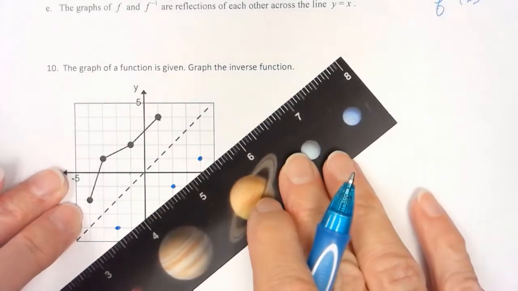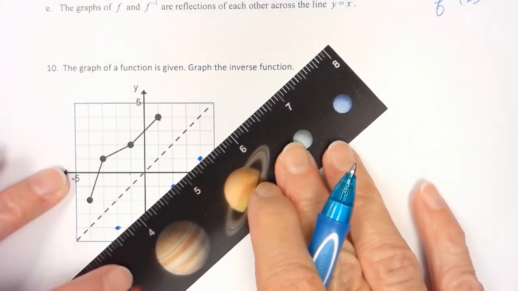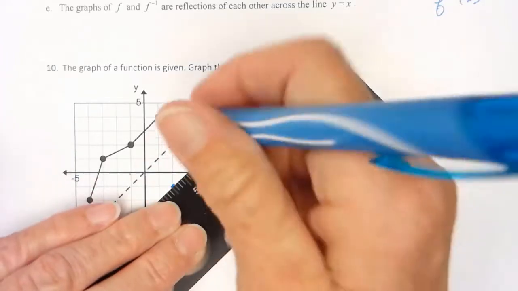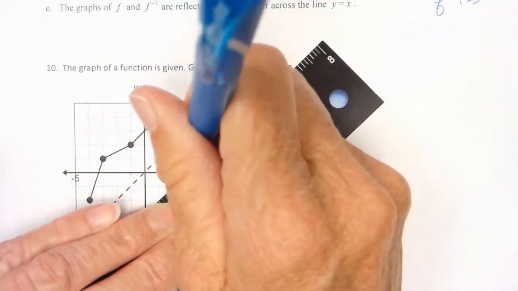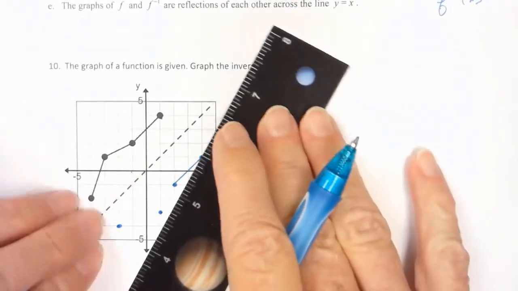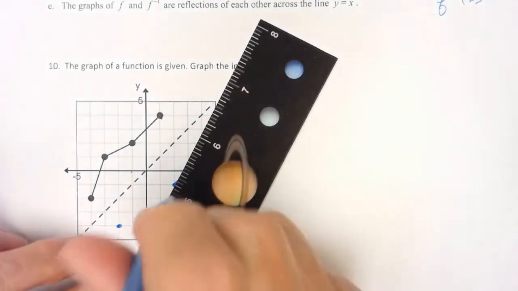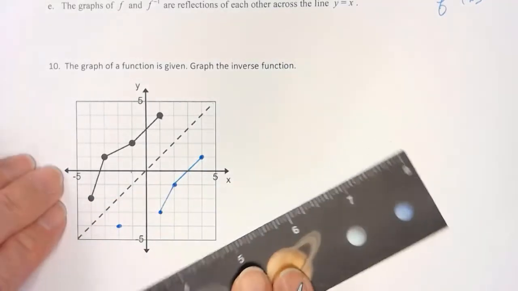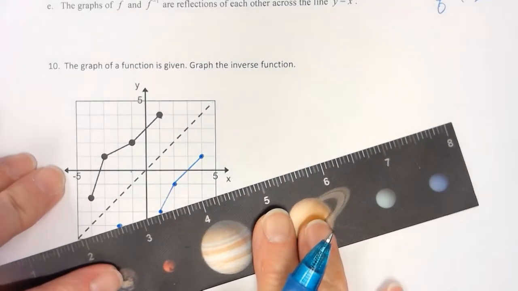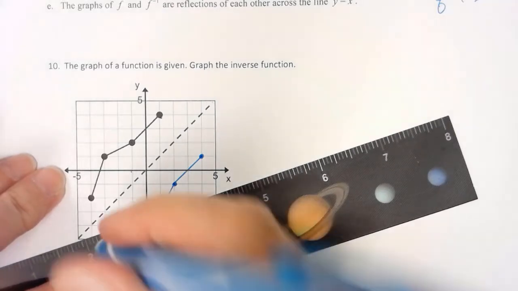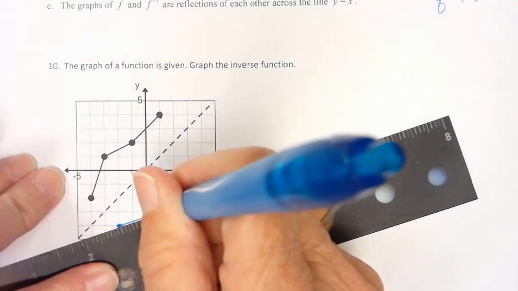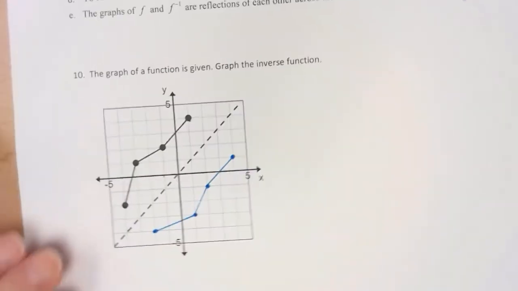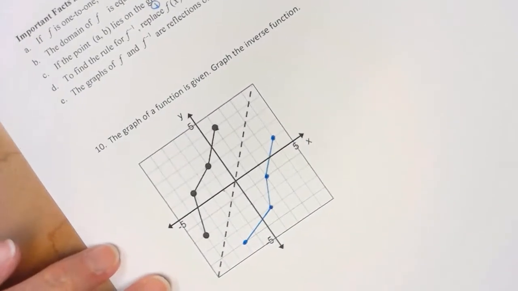I'm using my plastic ruler. Don't do freehand. You can use your student ID if you wanted to. So there's that one. There's that one. There's that one.